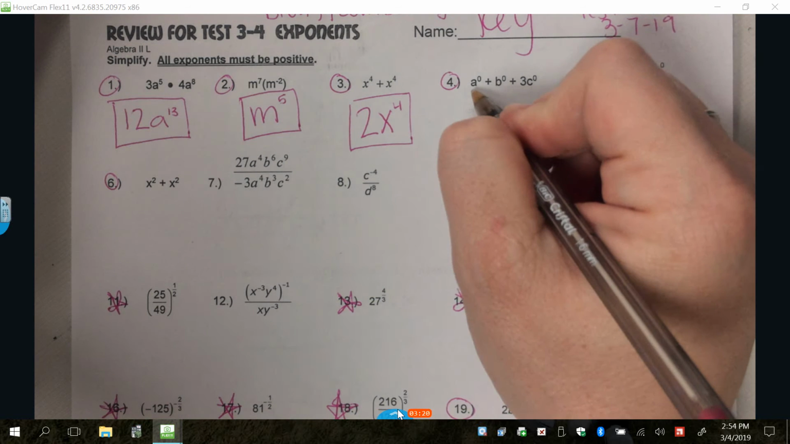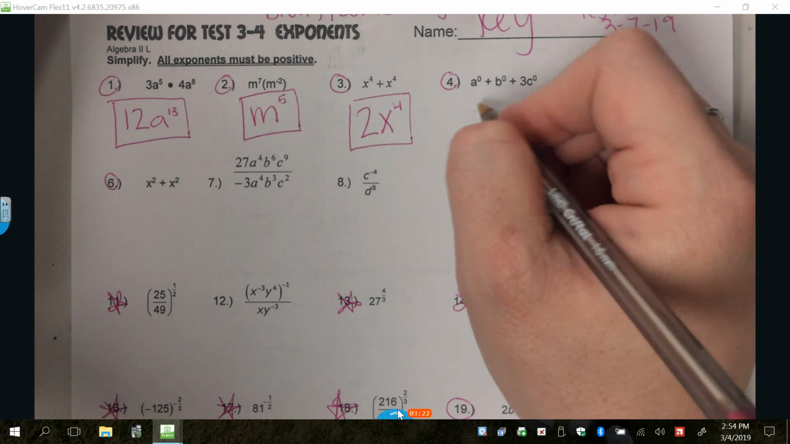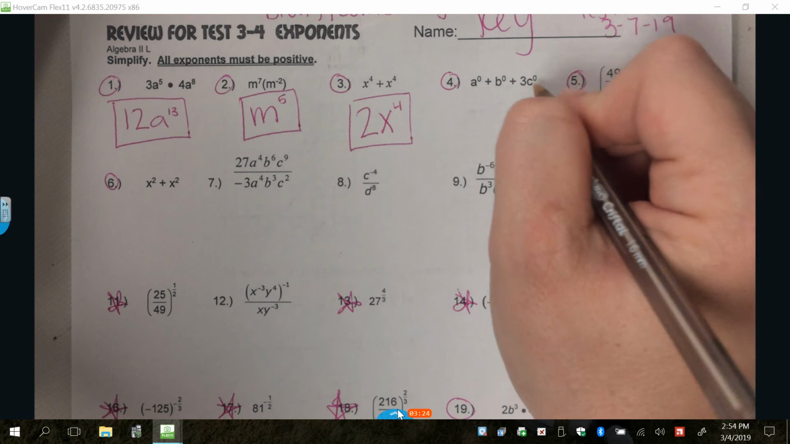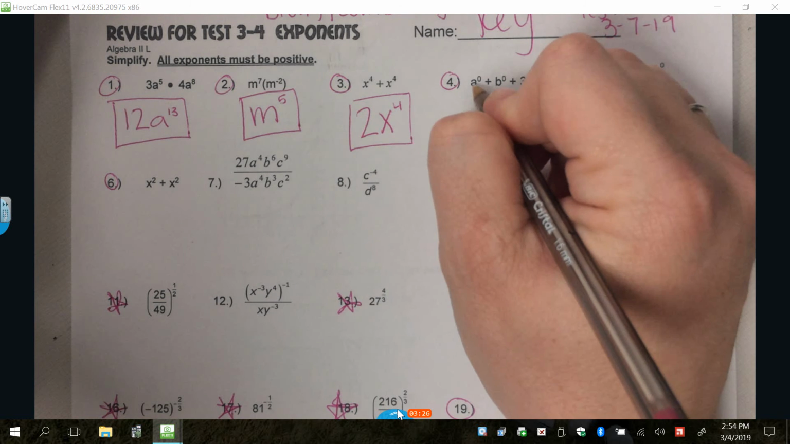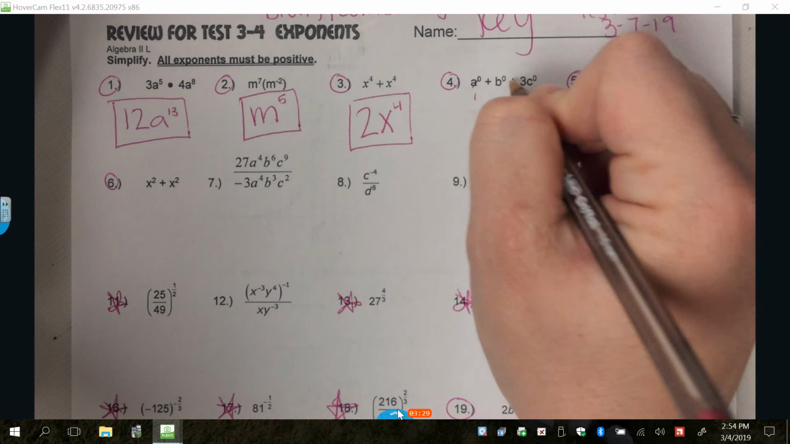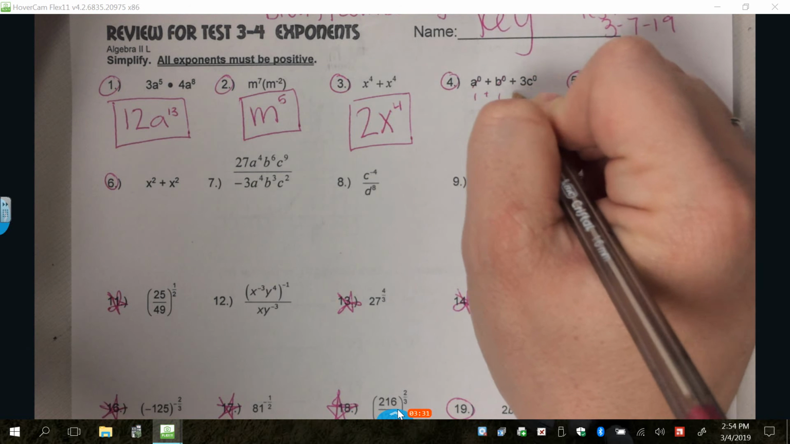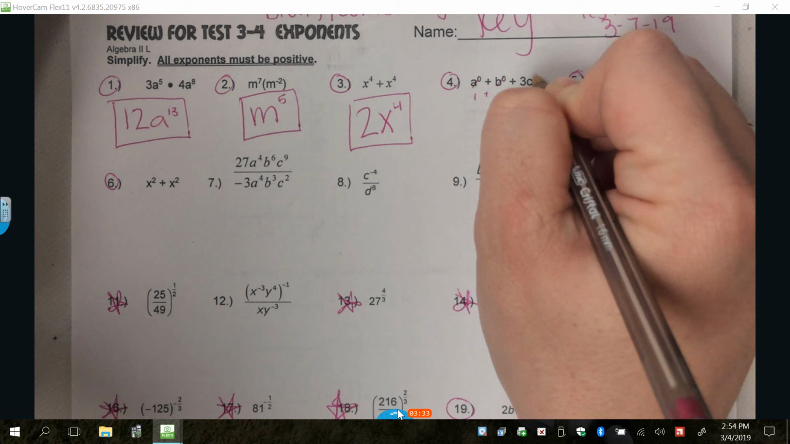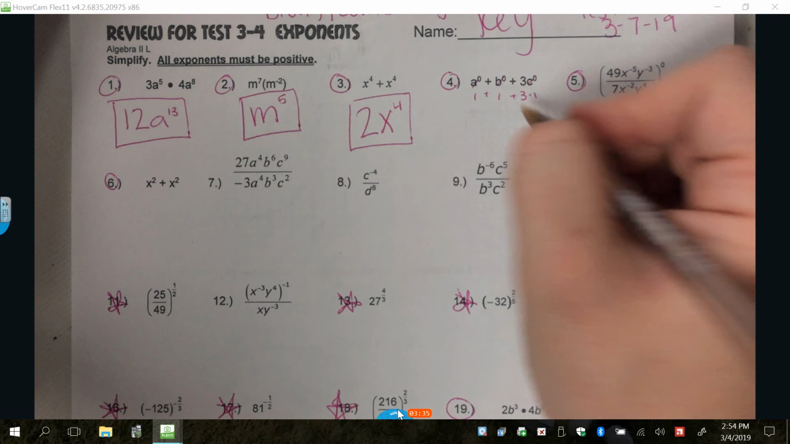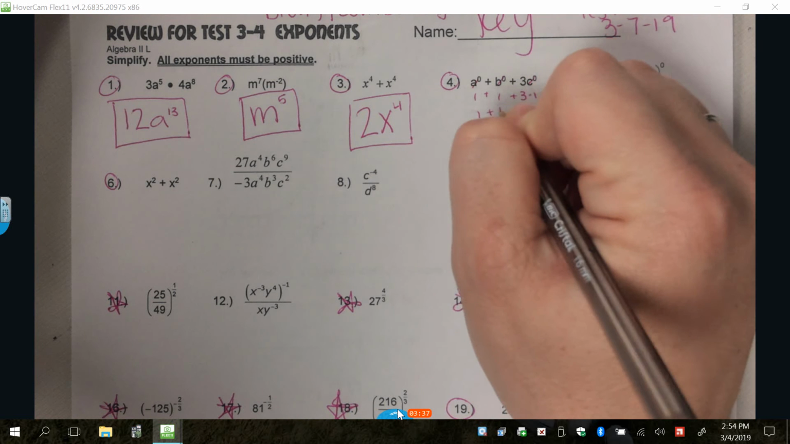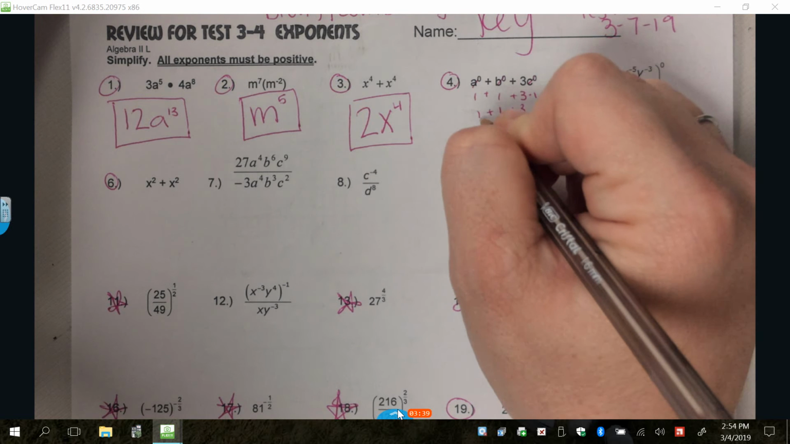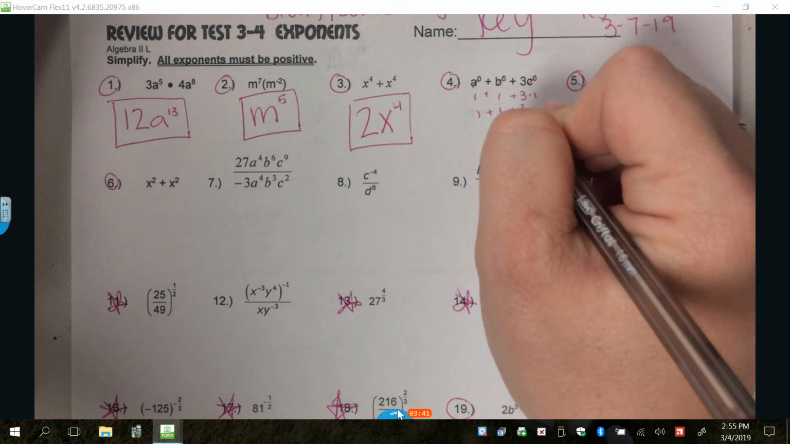Now anything to the 0 power is 1. So a to the 0 plus b to the 0 plus 3c to the 0. a to the 0 is 1, plus b to the 0 is 1, plus 3 times c to the 0, so 3 times 1, which is 3. So 1 plus 1 is 2, plus 3 is 5.